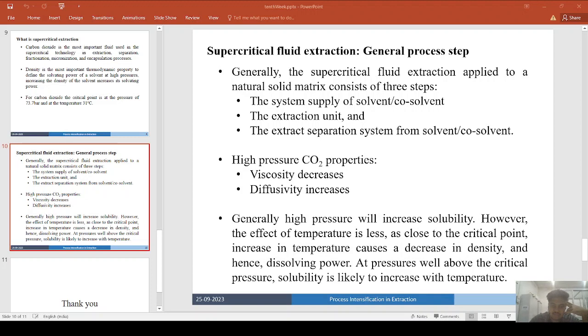So what are the high pressure CO2 properties? Because carbon dioxide will be in a supercritical state, it will be at extremely high pressure. So what are the properties of high pressure carbon dioxide? The viscosity decreases, diffusivity increases, and thermal conductivity increases with the decrease in pressure at the high pressure stage. And the dielectric constant is basically that carbon dioxide is apolar in nature, and this is what gives carbon dioxide its character as a supercritical solvent.